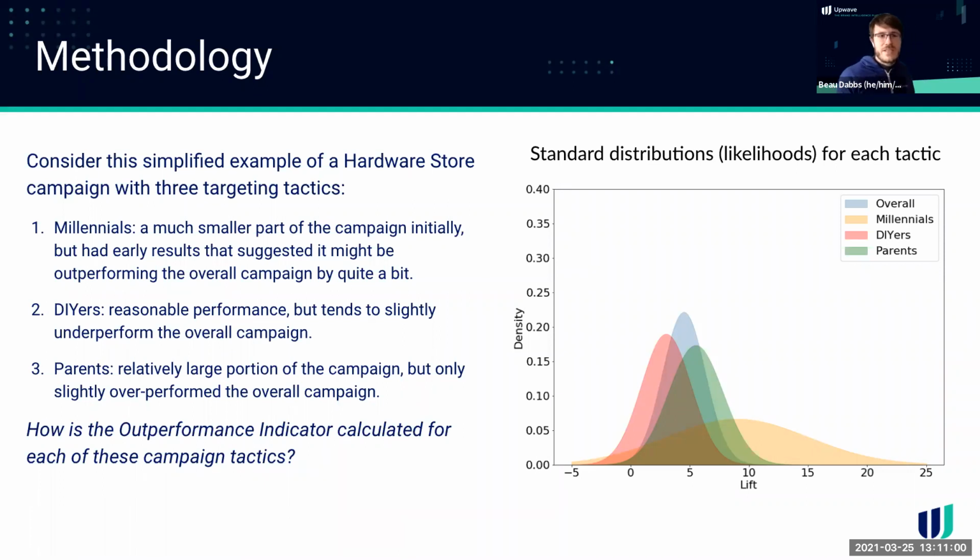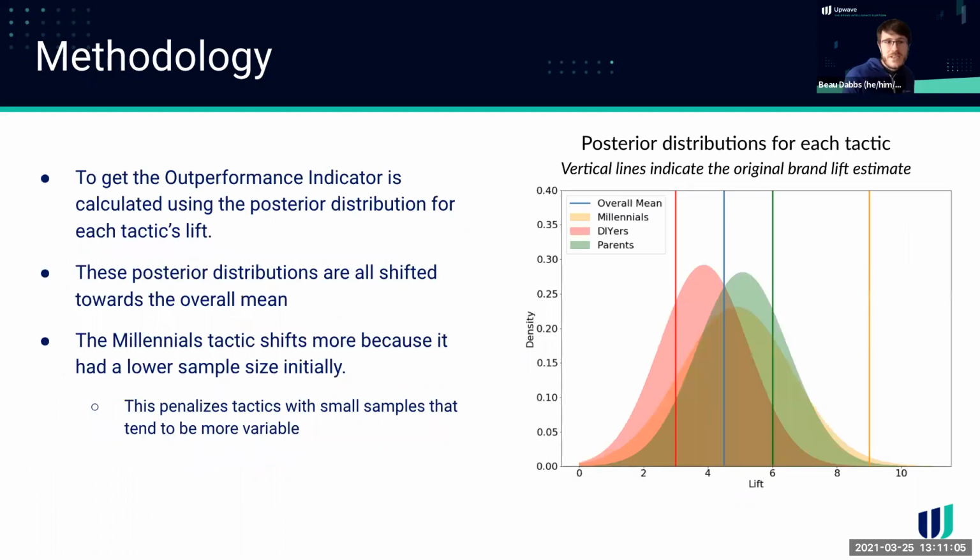So how do we calculate the outperformance indicator for each tactic? We begin by finding what's called the posterior distribution of the lift for each tactic. To do this, we use the distribution of the overall brand lift as a prior for each tactic, which basically means before seeing any data, we would tend to think that most tactics will look roughly like the overall campaign. And this causes the posterior distribution for each tactic to shift towards the overall mean, represented by the vertical blue line on the right. And you can think of each of these curves as a more conservative estimate of where we think the lift for each tactic is likely to be.